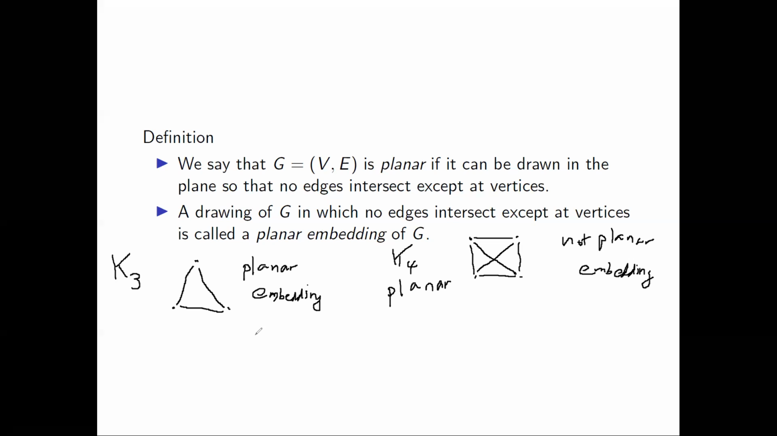And it's similar with K3. You can draw K3 in a non-planar way. So here's a way that we could draw K3 that would not be a planar embedding. We take these 2 edges, and then the last edge we draw like this. That would not be a planar embedding, but it's still a K3.